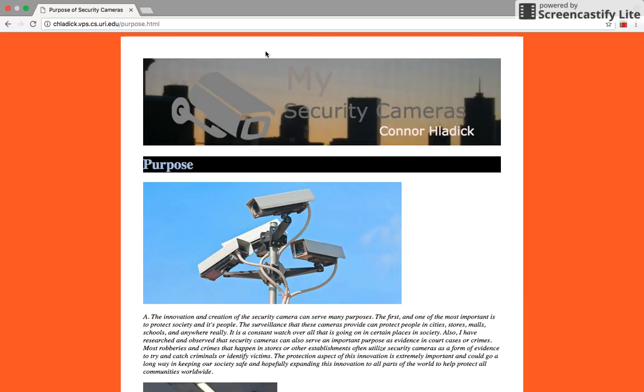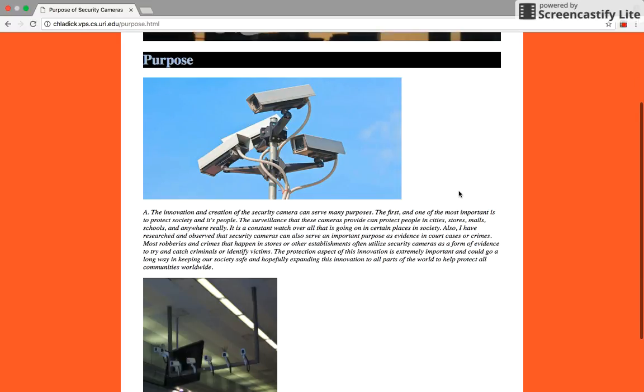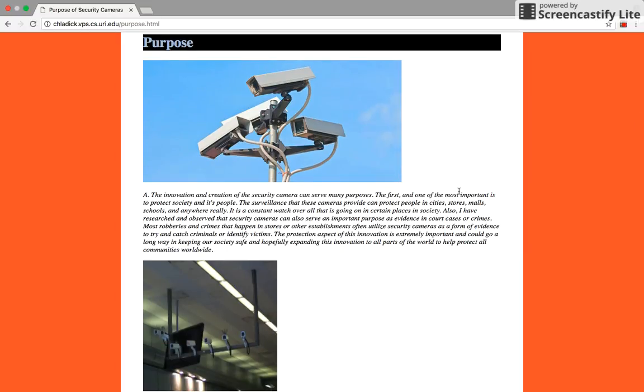First, I used a background image, as you can see the skyscrapers in the back, and then I layered it with my logo, which has the picture here, the security camera, pretty much overlooking the city, my title, My Security Cameras, and then my name. First off, the purpose, pretty self-explanatory, is the purpose of the innovation.